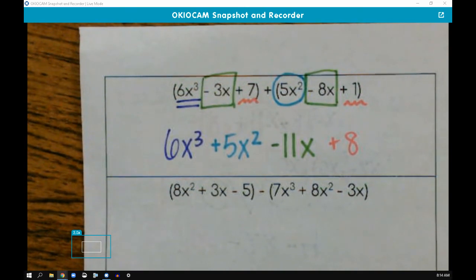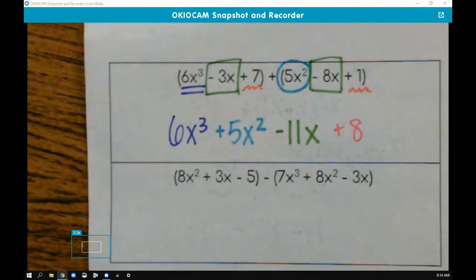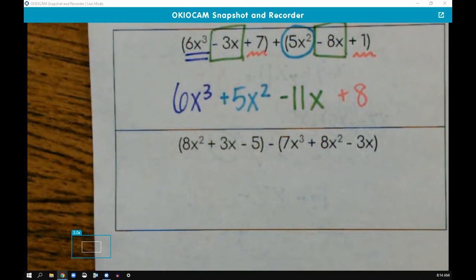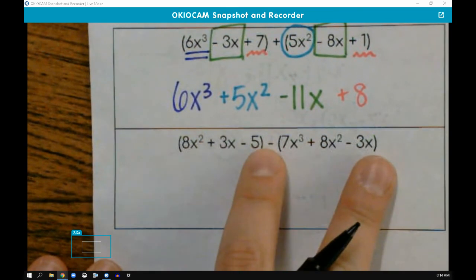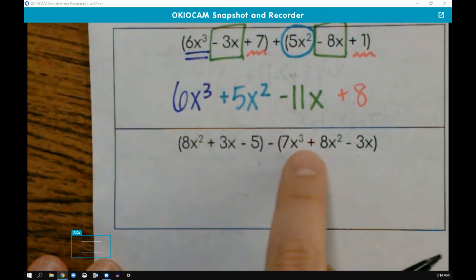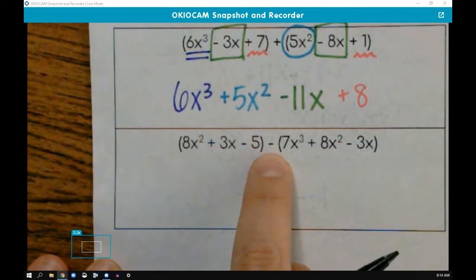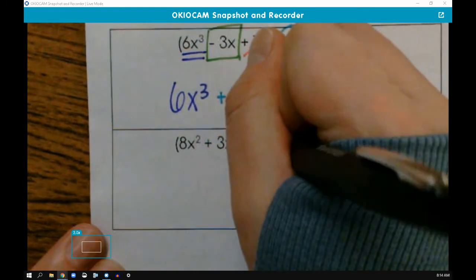Okay. Last problem on here is another subtraction problem. What is the first thing that we need to do in a subtraction problem? Multiply what by what? Yep, so multiply everything you're subtracting by negative 1. Or a fancy word for that is to distribute. So we're going to distribute a negative 1 here.